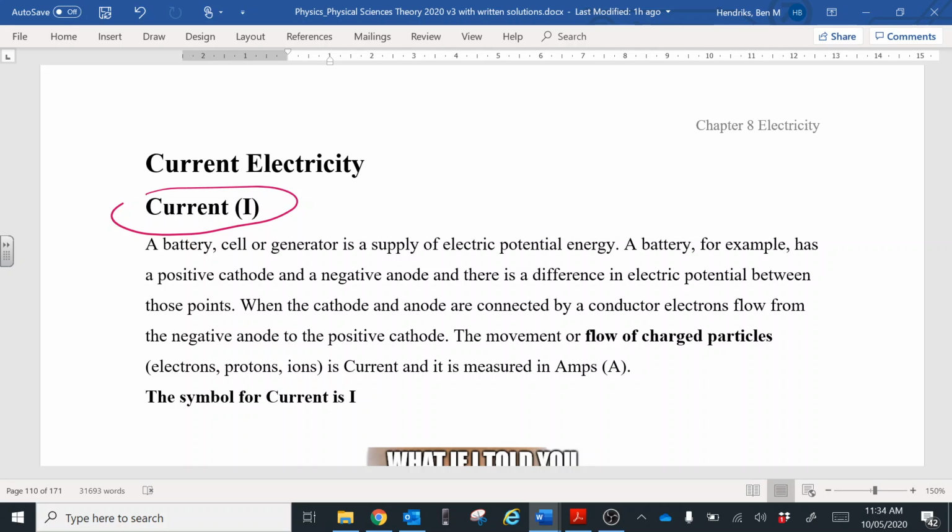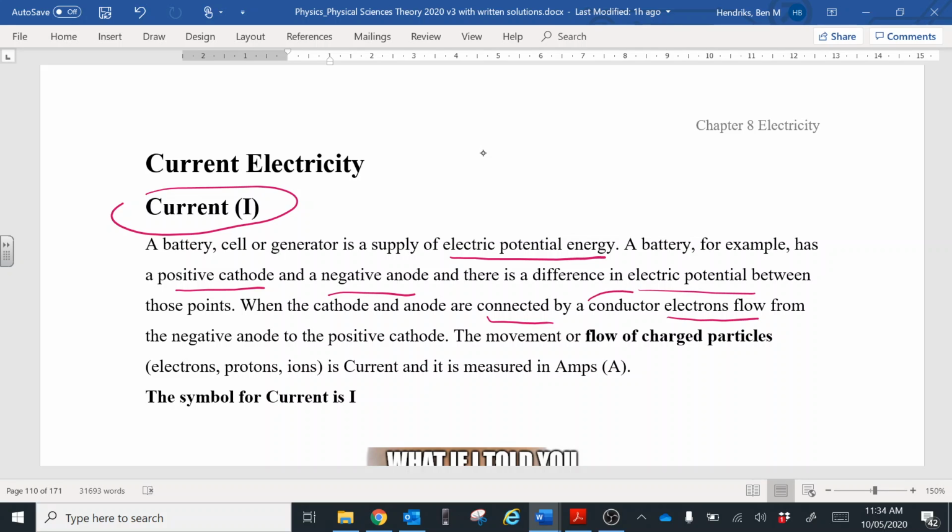quantity of electricity. So a battery, cell, or generator is the supply of electric potential energy. A battery, for example, has a positive cathode and a negative anode, and there is a difference in electric potential between those points. So remember that potential energy is that there is some energy stored with the potential to do work, if we remember back to our energy section. When the cathode and anode are connected by a conductor, electrons flow from the negative anode to the positive cathode.